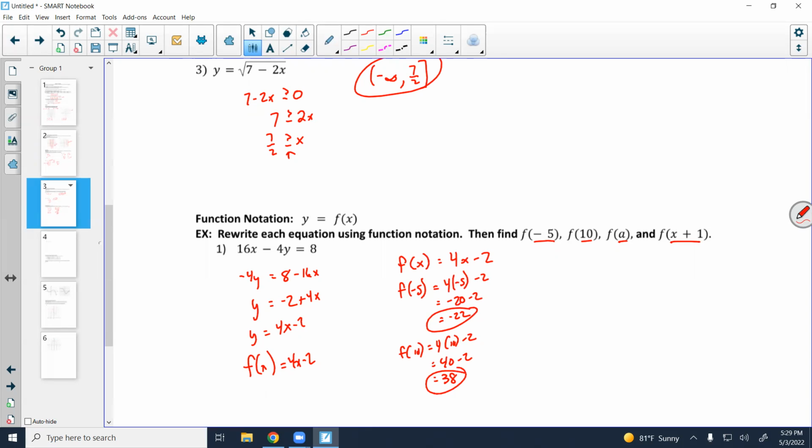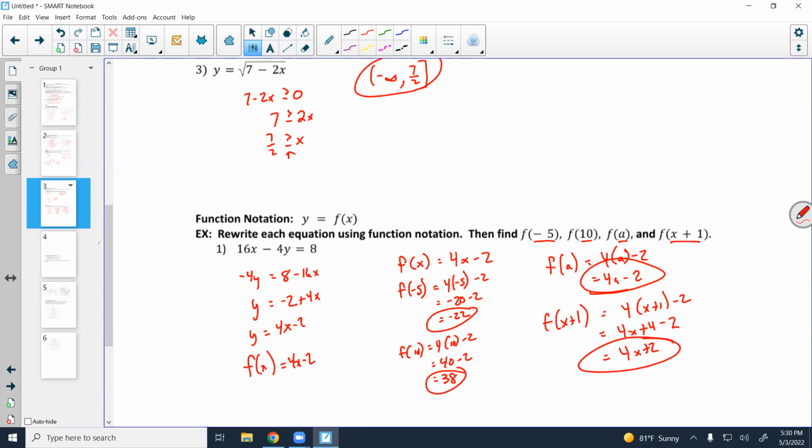And we can put variables in there. F of a equals 4 times a minus 2, or 4a minus 2. And f of x plus 1 equals 4 times x plus 1 minus 2. 4x plus 4 minus 2, 4x plus 2. That's how that's done.